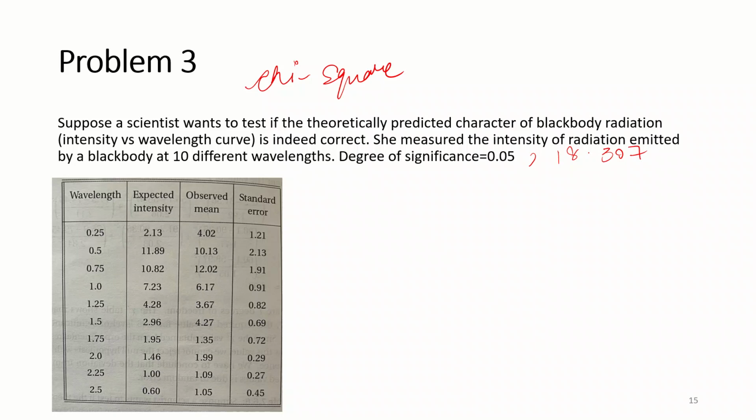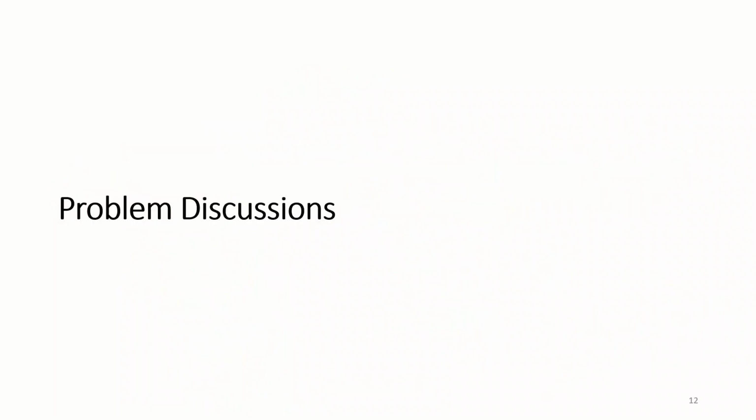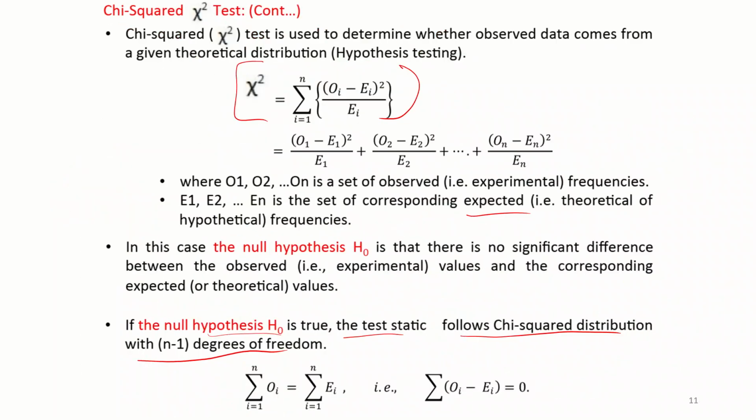Hello, sir. Yeah. Sir, can you please explain this chi-square test? Can you please explain this chi-square test condition? Yeah. So there we'll have two tables. One will be observed. One will be the expected.